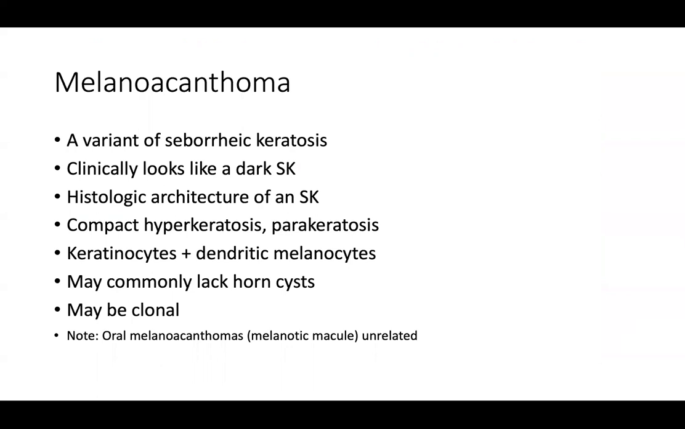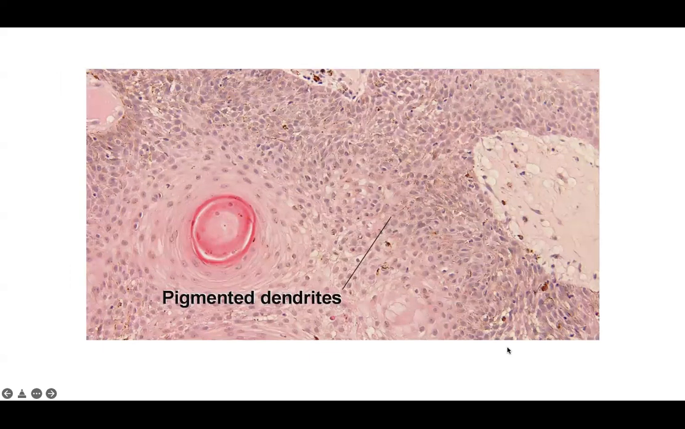It looks like a dark seborrheic keratosis and histologically looks like a seborrheic keratosis, where you see compact hyperkeratosis and parakeratosis along with keratinocytes and the keyword dendritic melanocytes. So there's just a ton of dendritic melanocytes throughout the acanthotic epidermis. These often lack horn cysts, and like I said, they may be clonal. You may hear the term oral melanoacanthoma or melanotic macule. That's an unrelated entity.